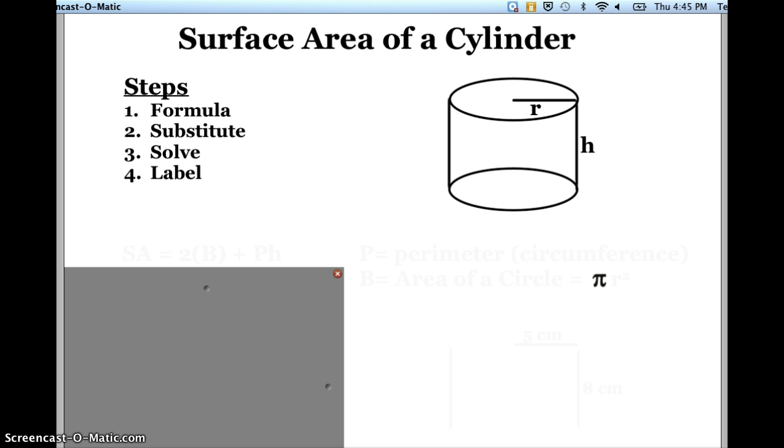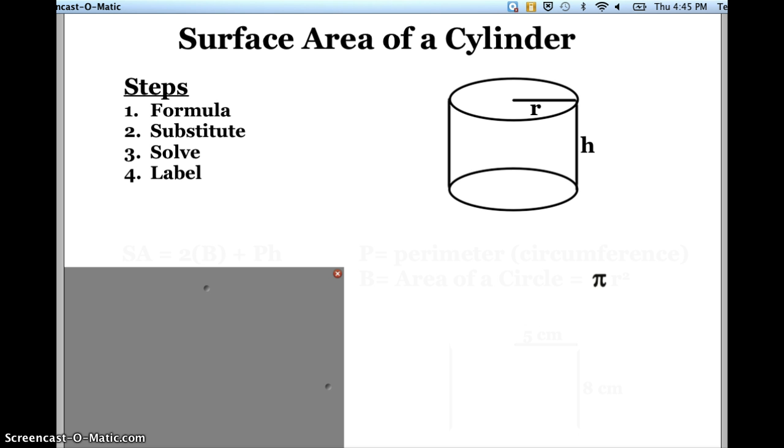Now, when I talk about units for surface area, it's how many squares are covered up. So my units are going to be centimeters squared or inches squared or units squared. Let's try this problem and let's see how it goes. When I talk about the surface area, I have a top circle and a bottom circle. So I have 2 bases, and the bases are both circles. And then I have the sides.